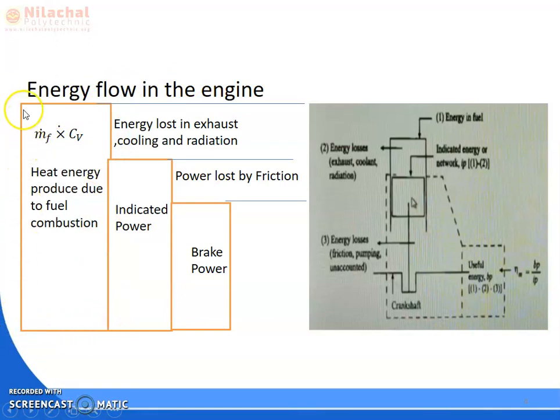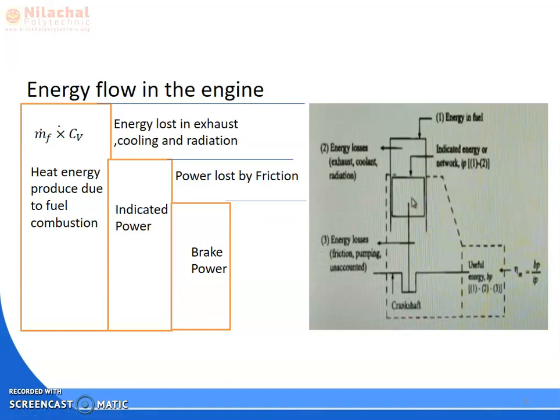Mass of fuel into calorific value, suppose you are getting 100% of the energy. But from the 100% of energy, the rate of work done on the piston, or the work you got in the piston, is 80%. What about the 20%? It will be lost in cooling and radiation.